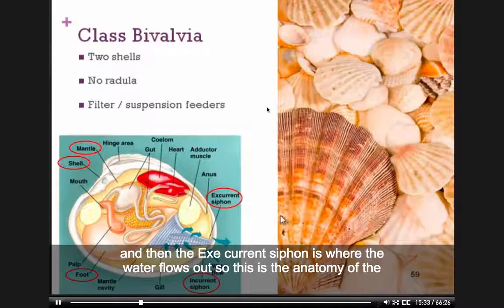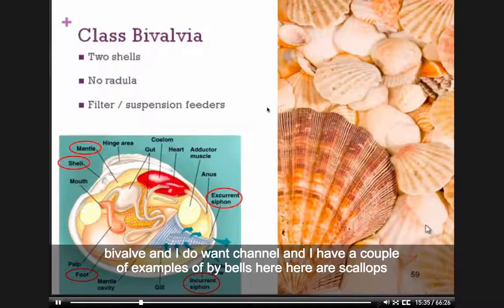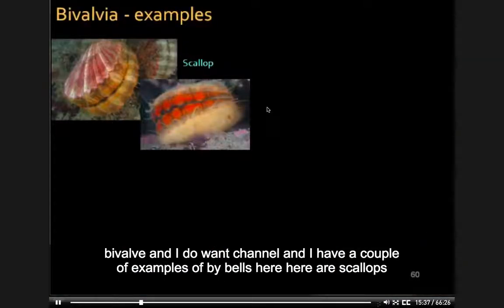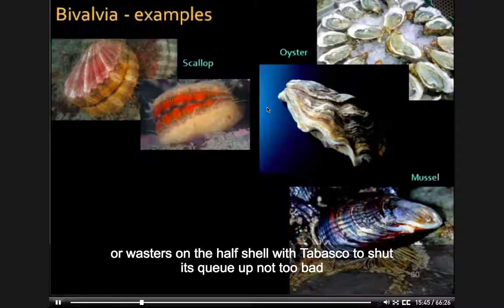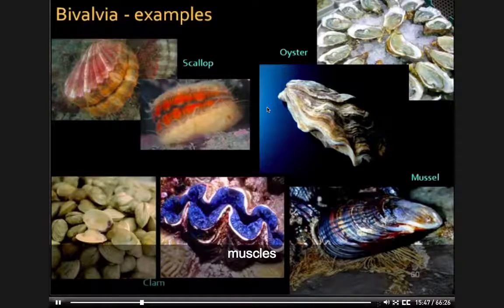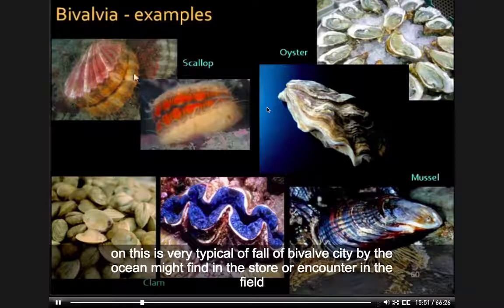So this is the anatomy of the bivalve that I do want you to know, and I have a couple of examples of bivalves here. Here are scallops, oysters on a half shell with Tabasco and a shot of tequila, not too bad, mussels, and clams, as in like clam chowder. This is very typical of bivalves, any bivalves you might find in the store or encounter in the field.